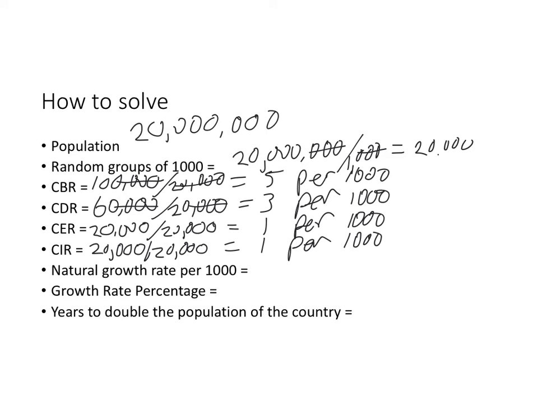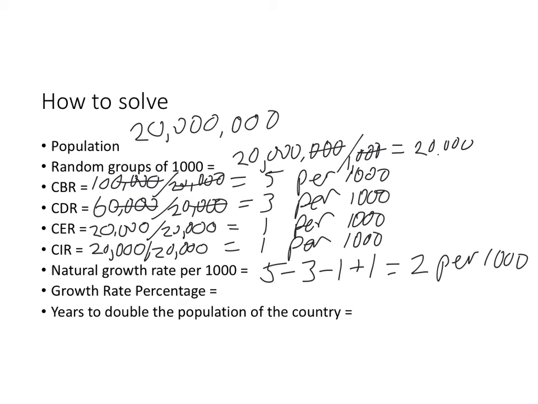The natural growth rate then is calculated by taking the crude birth rate, 5, minus the crude death rate, 3, minus the crude emigration rate, 1, plus the crude immigration rate, which is 1. And that gives us a total then of 2 per 1,000.